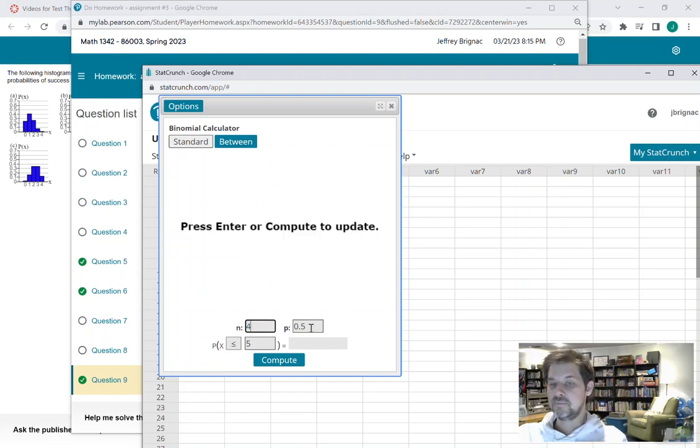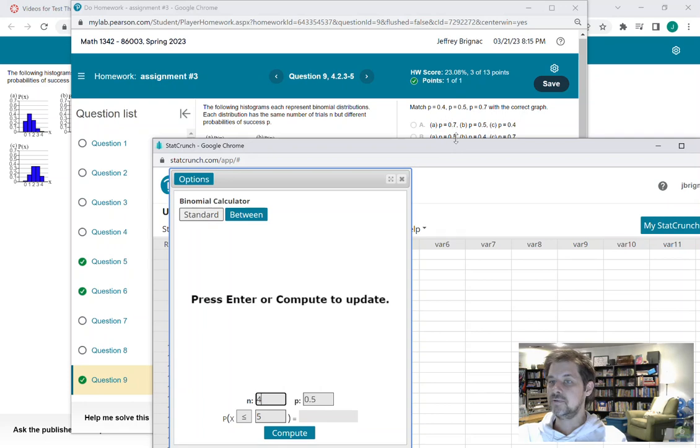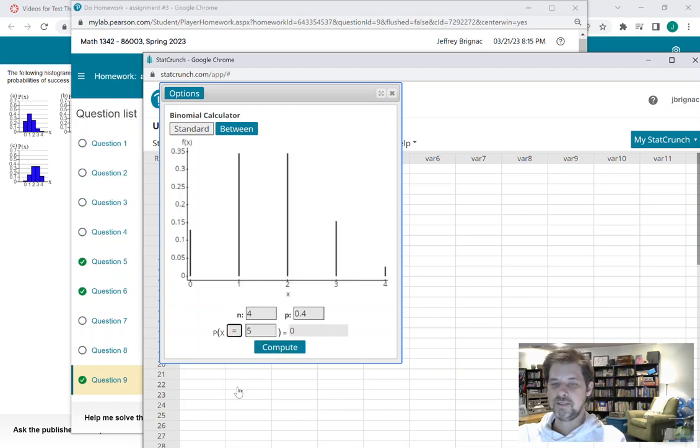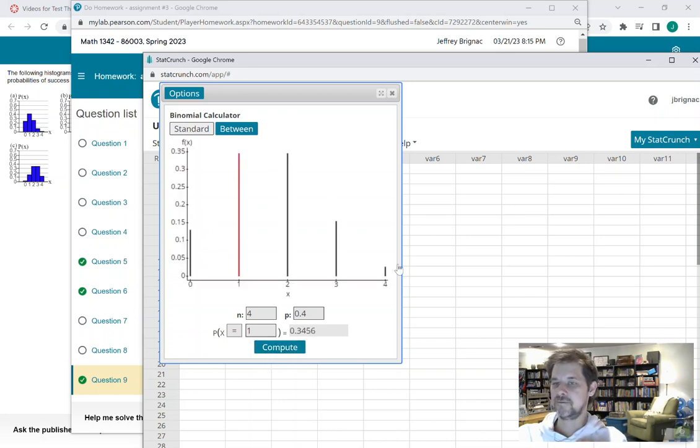Next thing, p, the probability of success. Well, okay, so one of them is 0.4, so I'll put in 0.4. Okay, and last you can put an equal sign and put whatever number you want. Like, I'll put 1. It doesn't really matter because it's going to draw the bar graph for me. Okay, so notice how the 1 is highlighted in red.